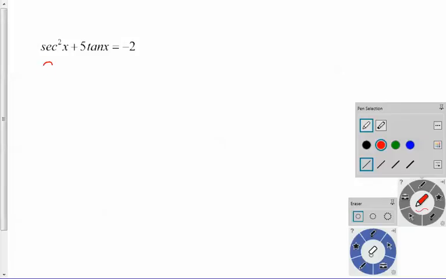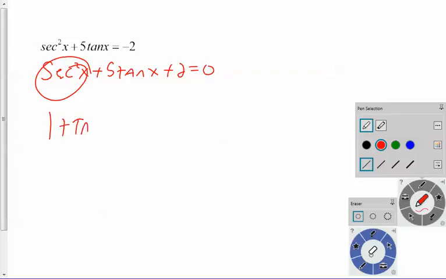Same thing with this one. This guy, you want to bring over the secant squared x plus 5 tan x plus 2 equals 0. Look at your identity, which I believe is 1 plus tan squared x. So plus 5 tan x plus 2 equals 0. And then you can polish that up and do factoring.